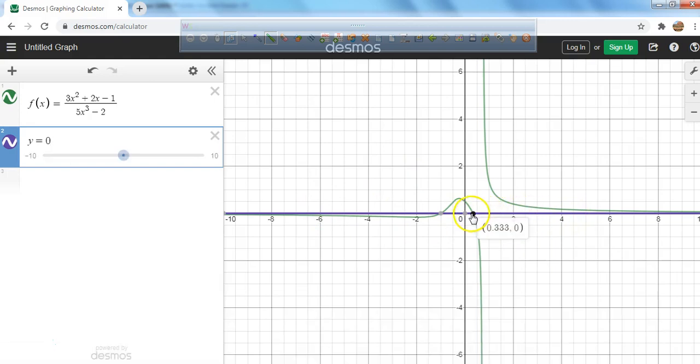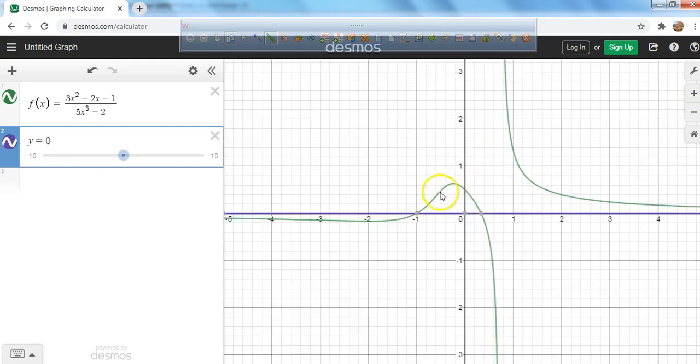Now it looks like it does cross over here and it does cross over here, but if you zoom in, you can see that even after it passes through, what does it want to do? It wants to get back towards that asymptote. And the reason why it's at 0 is because this power is less than this power.